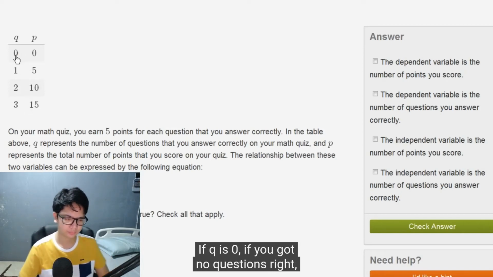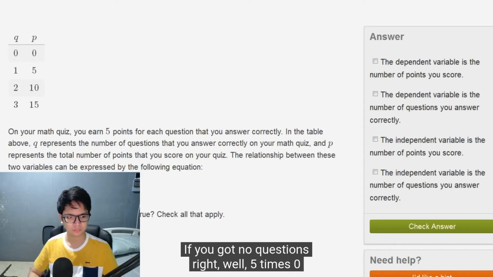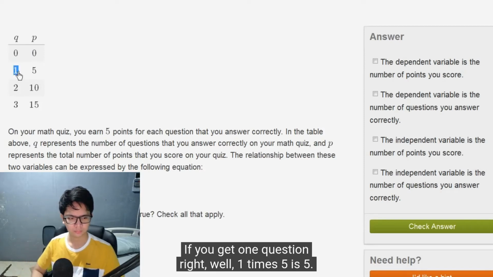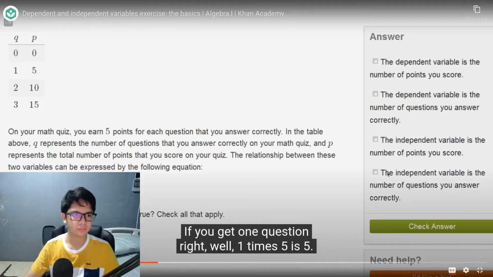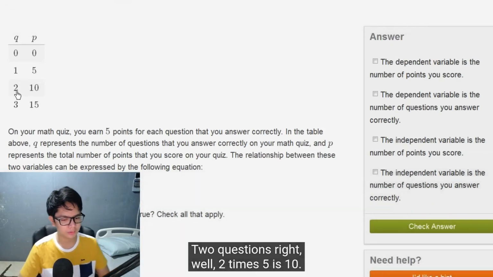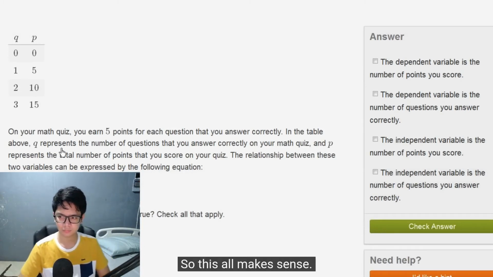If Q is 0, if you got no questions right, you get 0 points. Well, 5 times 0 is going to be 0. If you get 1 question right, well, 1 times 5 is 5. You get 5 points per question. 2 questions right? Well, 2 times 5 is 10. 3 times 5 is 15. So this all makes sense.